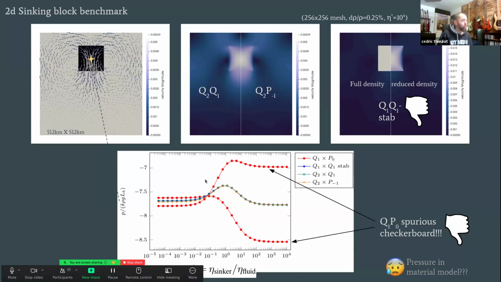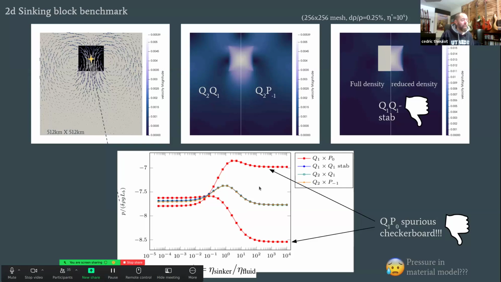And then I'm turning to the pressure that we measure exactly in the middle of the block as a function of the viscosity ratio between the sinker and the fluid. And what you see is that pretty much for all elements, that normalized pressure falls on one line, except for the Q1P0. And the issue is that the pressure is discontinuous from element to element. And on top of it, it's plagued by a so-called spurious checkerboard mode.